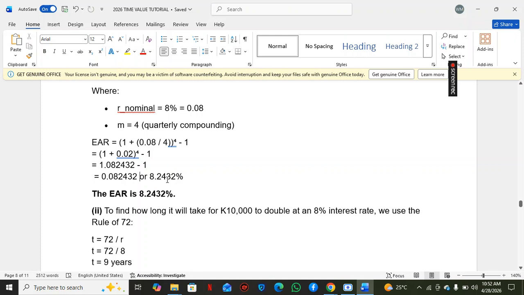Or 8.242%. So basically, if you convert this quarterly compounded rate into an annual rate, a yearly rate, it's about 8.2%. So this is the total interest that you earn in that year. In simple words, the total interest that you're going to earn that year will be 8.24%.